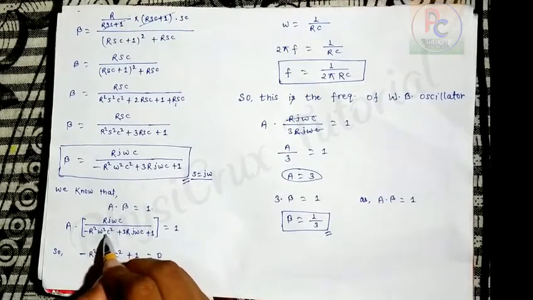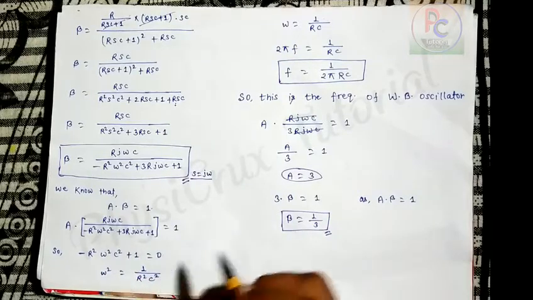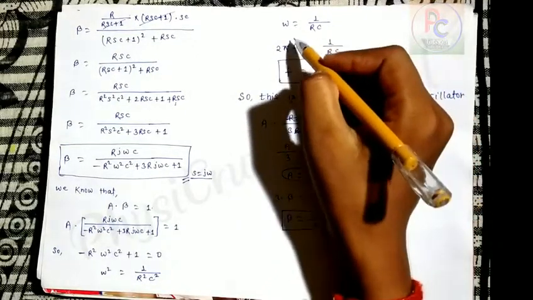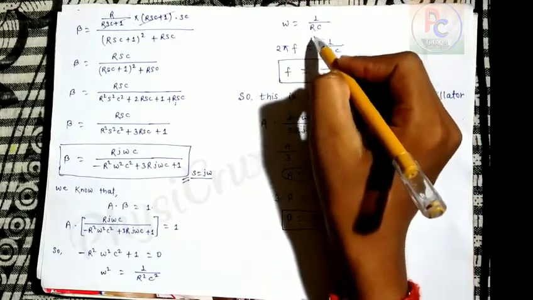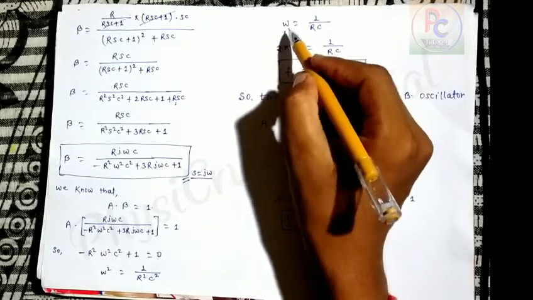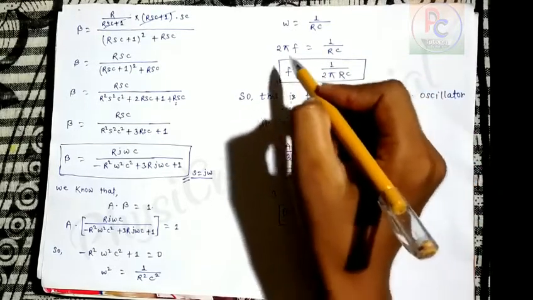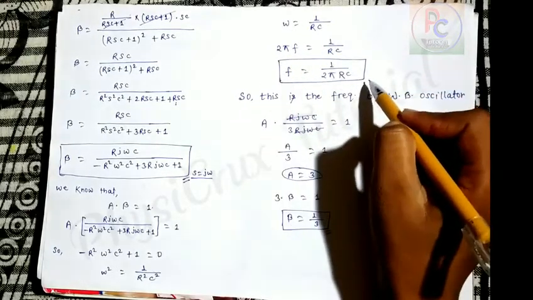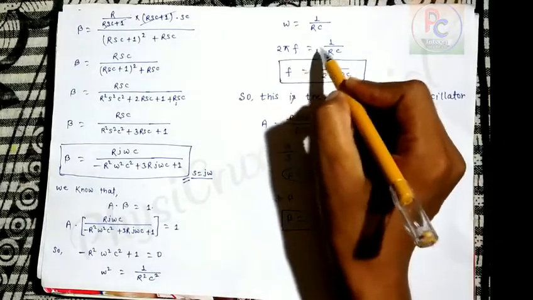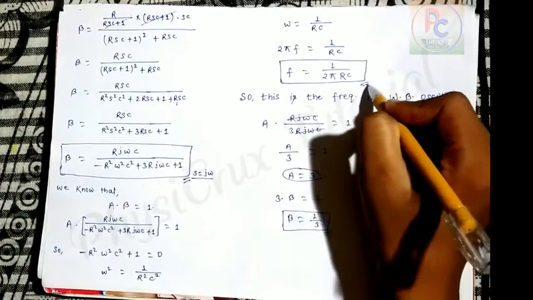Minus R square omega square C square plus 1 equal to 0, we can solve here, and the value of omega will be 1 by RC. We can write omega in frequency term as 2 pi f, so we can write the frequency f equal to 1 by 2 pi RC. So this is the frequency of Wien bridge oscillator.